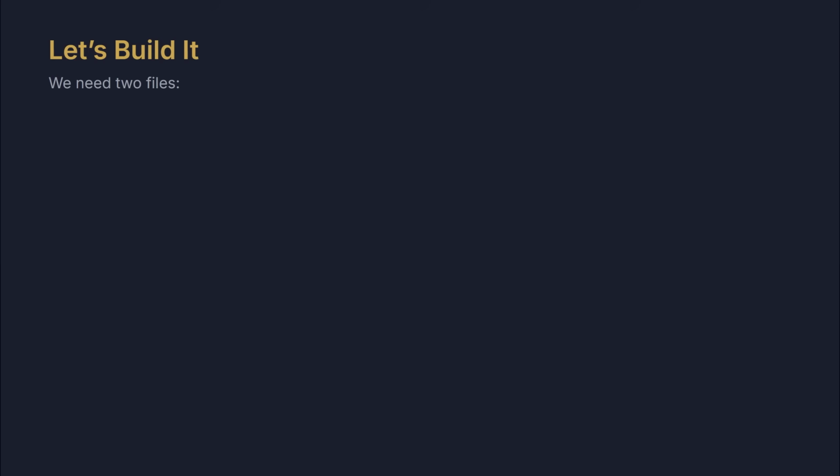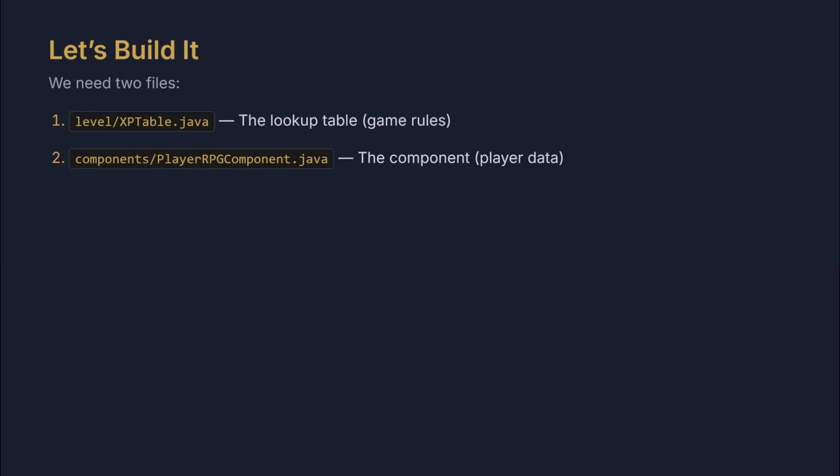So we need 2 files. We need a file inside the package level called XP table, which will be our lookup table, or in other words, our game rules, which says, hey, at which experience points do you rise to which level? And then we will create our player RPG component, which contains only the player data. So let's create the XP table.